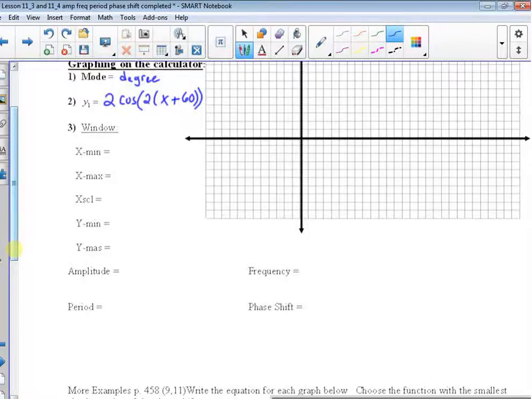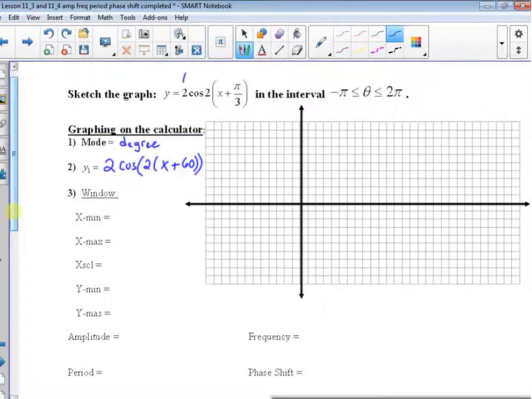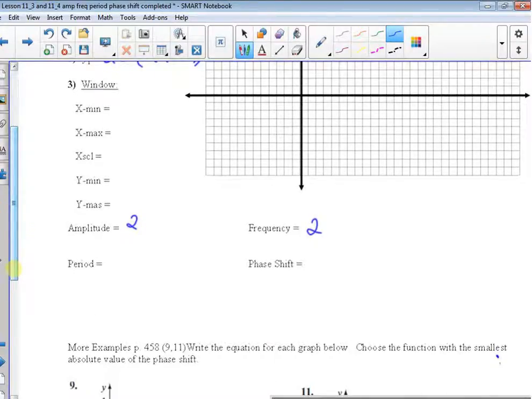The amplitude is that height. Okay, here's your amplitude. All right, and here is our frequency. So our amplitude is equal to 2, and our frequency is equal to 2. Now, the period is 2 pi divided by b, which is the frequency. So that is 2 pi divided by 2, which means that we only need to look at graphing 2 pi, or 180. We're going to get one complete curve in 180 degrees.